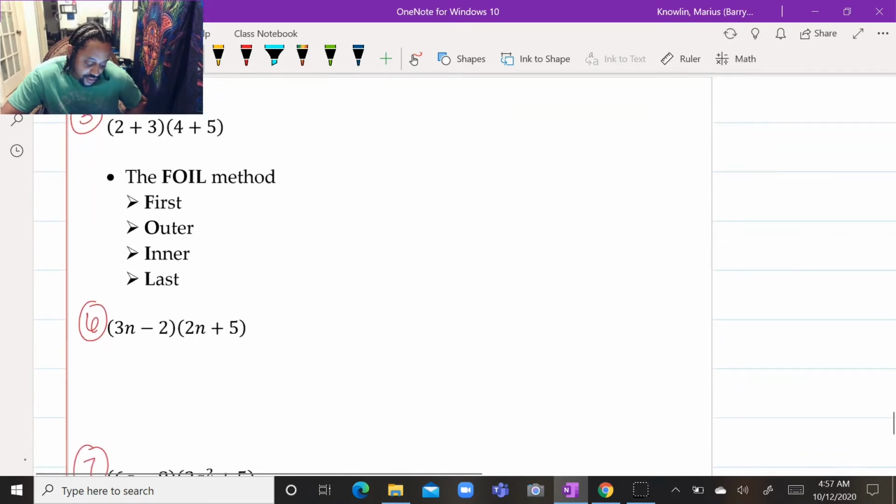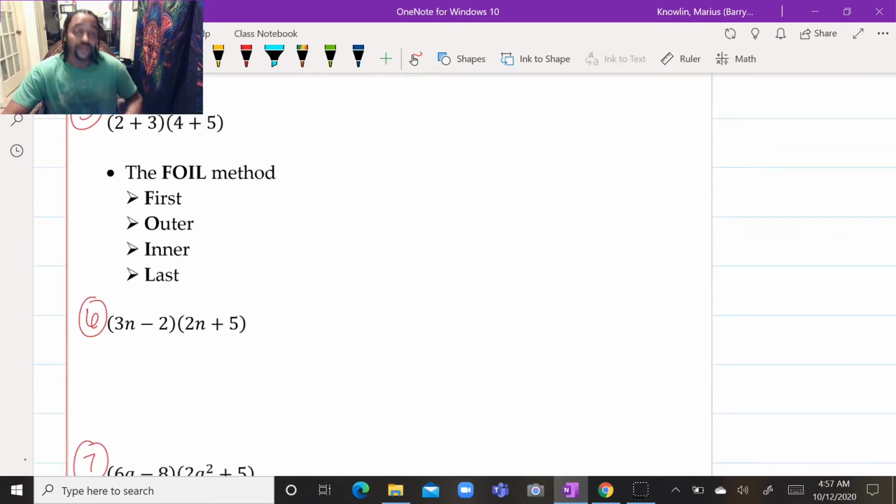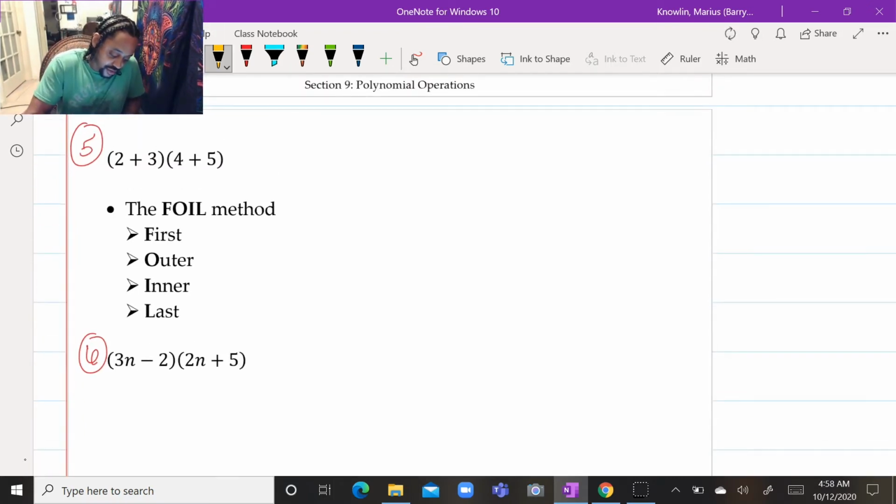So now we have a binomial times a binomial. Let's take a look at what that looks like. Okay, so really what you're doing each time, we're distributing.